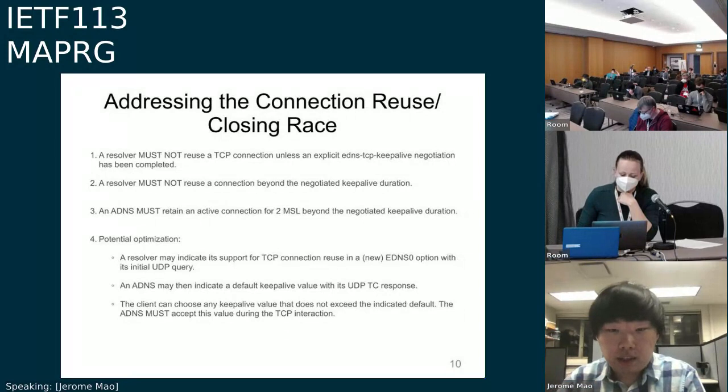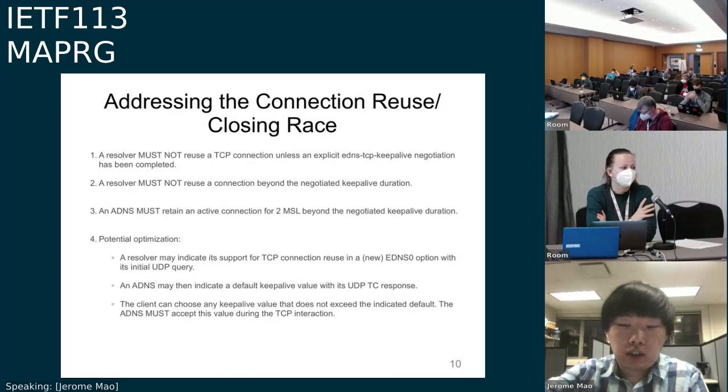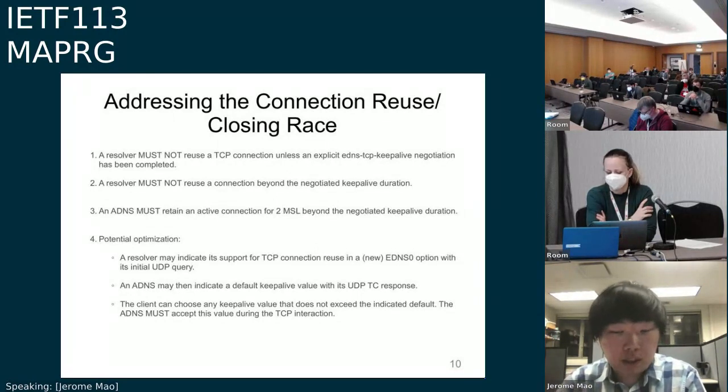And there might be another potential optimization. We haven't studied that yet, but maybe we need more discussion on it. Right now, EDNS TCP Keep Alive is not allowed to be negotiated in UDP, but maybe we can let the resolvers and ADNS servers negotiate the TCP Keep Alive in UDP, so that the resolver and ADNS will know whether the remote endpoint does or doesn't support TCP reuse. And maybe the client can try to shorten the previously negotiated Keep Alive duration.